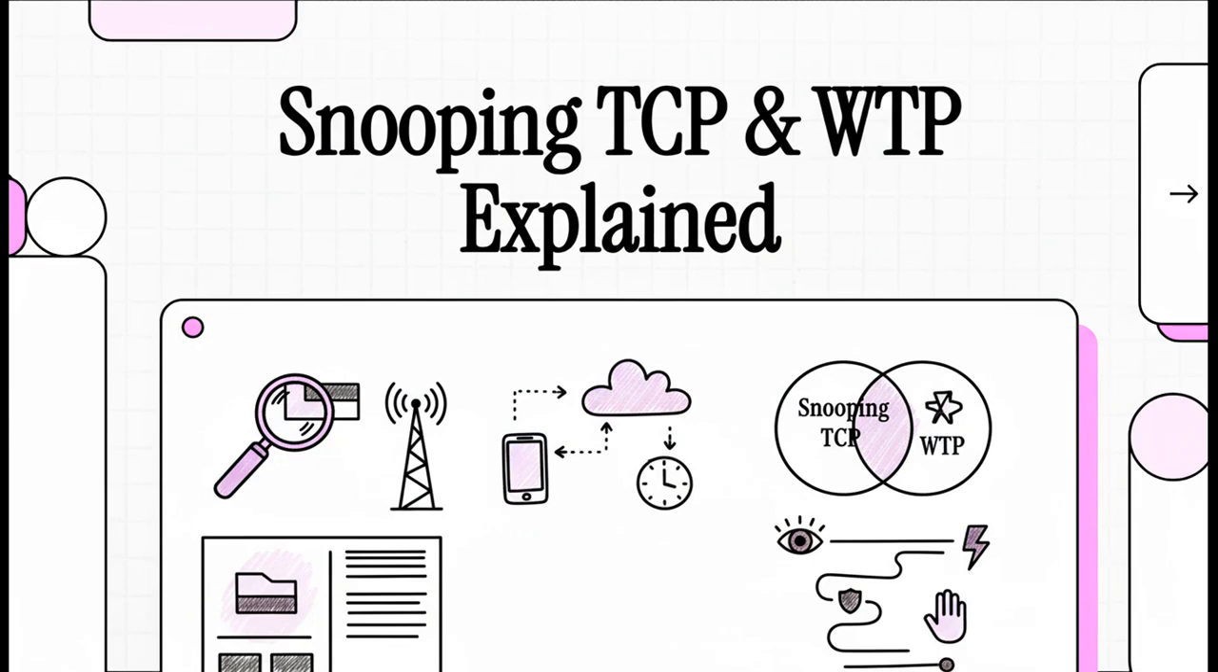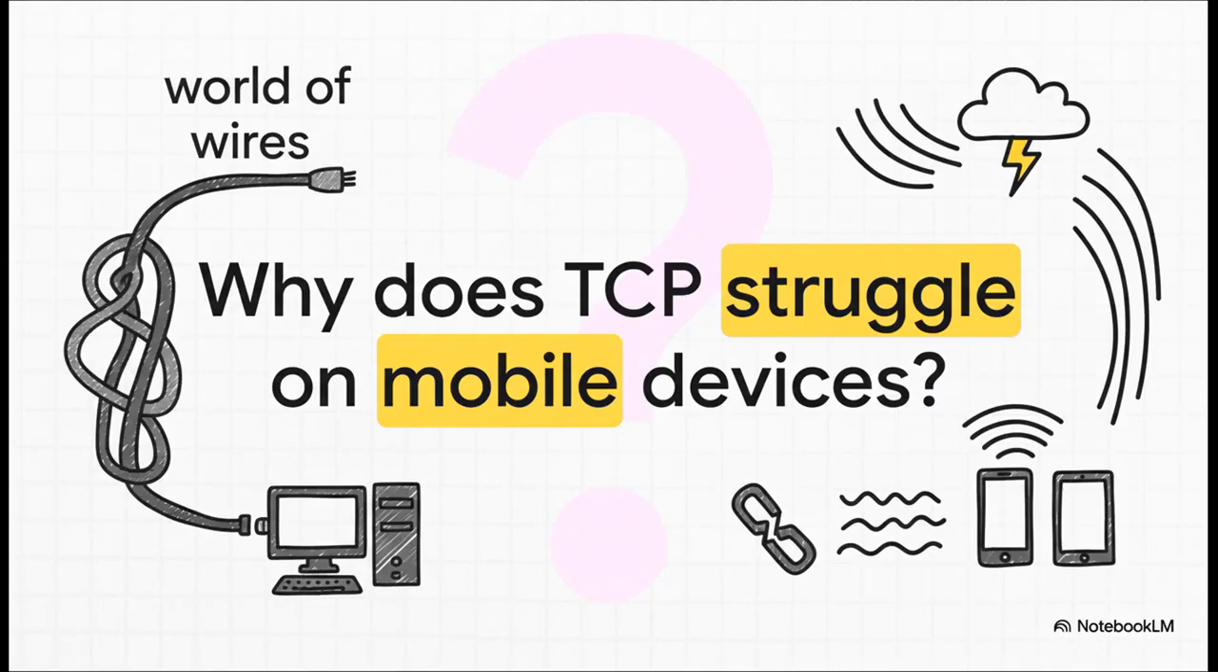Welcome to the Explainer. Today, we're going to dig into two really interesting ways to solve a classic problem in mobile networking, something called Snooping TCP and the Wireless Transaction Protocol. We're going to break down what they are, how they tick, and what they can teach us about building for a wireless world. Okay, so let's get right into it.